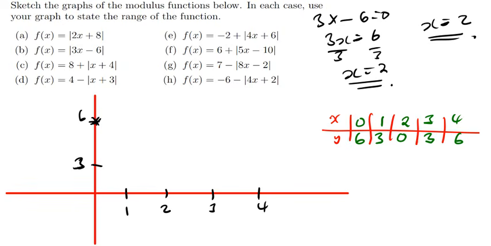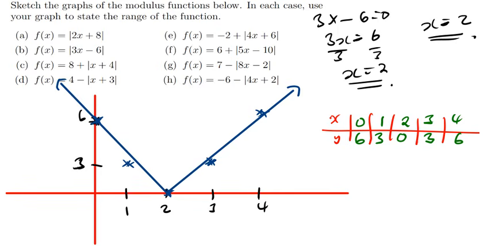So let's see. 0, 6 is that point. Let me use a different color. It's that point. That is 0, 6. Then 1, 3 is here. 2, 0 is there. 3, 3 is here. Then 4, 6 is there. Okay. So now just join these lines like this. Then it goes like that. You put the arrows because you don't know where the graph is going.